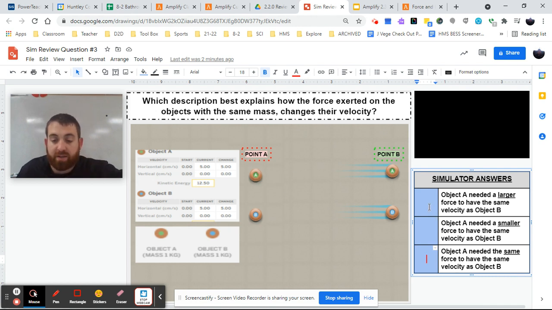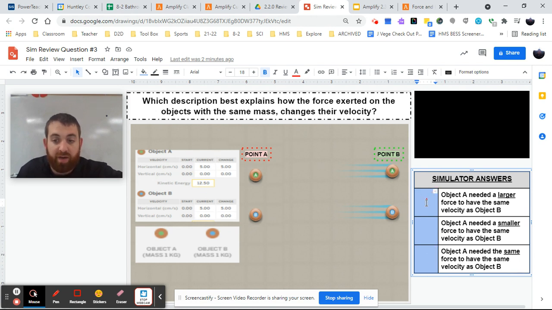So take a second, decide which one makes the most sense, pause the video, and restart it to see the answer. All right, think you got it? Let's take a look. Both these objects have the same mass. They have the same start velocity. They have the same end velocity.